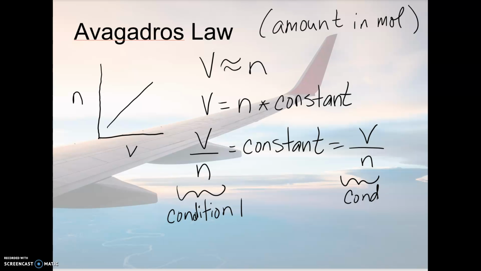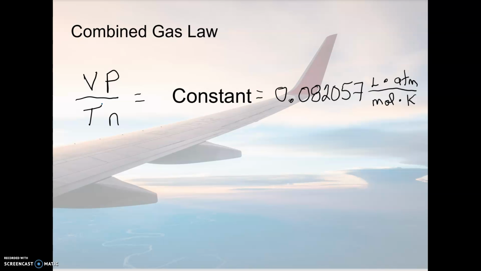No, my pen doesn't want to write. Condition 2. So V1 over N1 equal to V2 over N2. That's Avogadro's law. Now the next step we're going to do is combine these three laws. So if we do this, we end up with V times P over T times N, and this is equal to a constant.